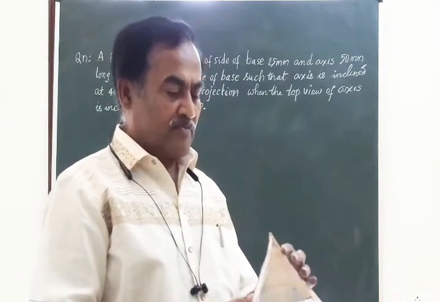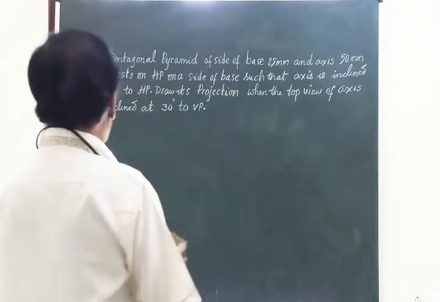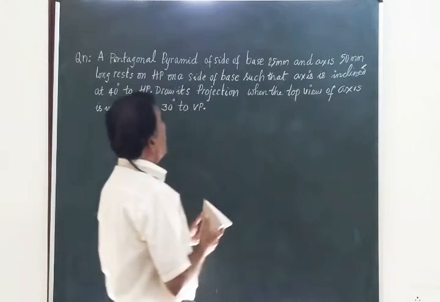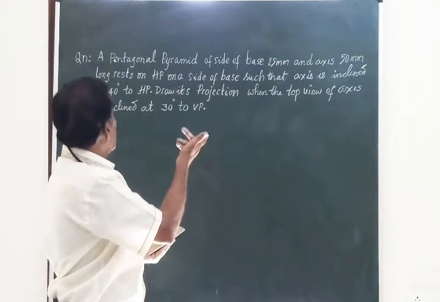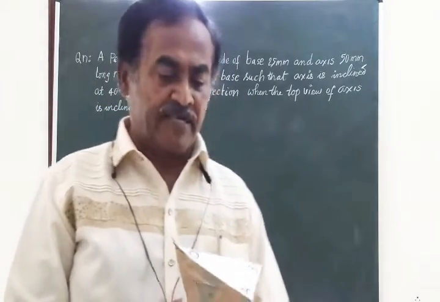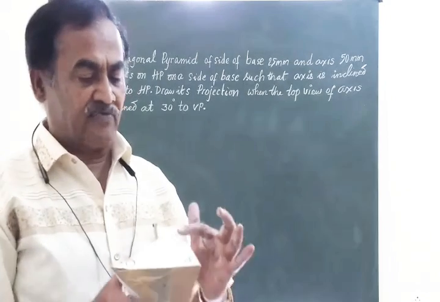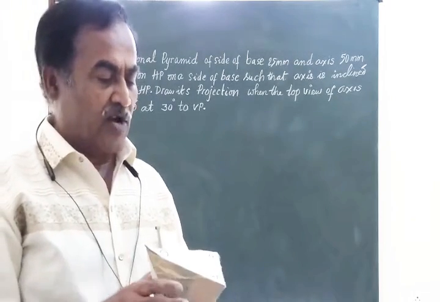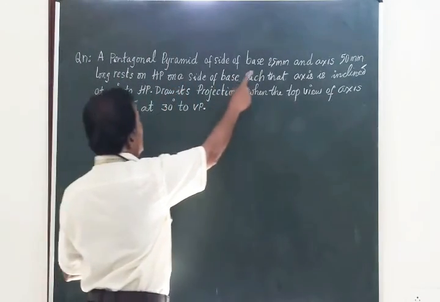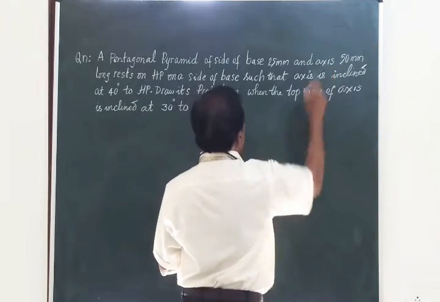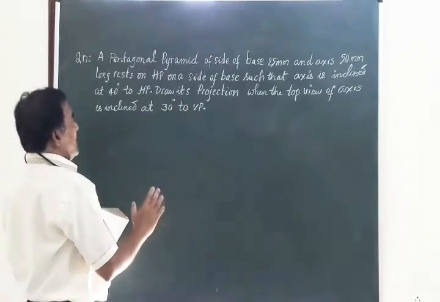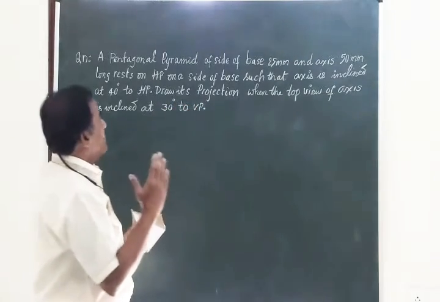So in today's problem, I am going to have a pentagonal pyramid with a base of 25 mm, which is going to rest on one of its base edges. Friends, I will show you this. This is a pentagonal pyramid, and there are 5 sides as I told you before. Now the problem runs like this. A pentagonal pyramid of side of base 25 mm and axis 50 mm long rests on HP on a side of the base. So let us analyze the problem step by step.